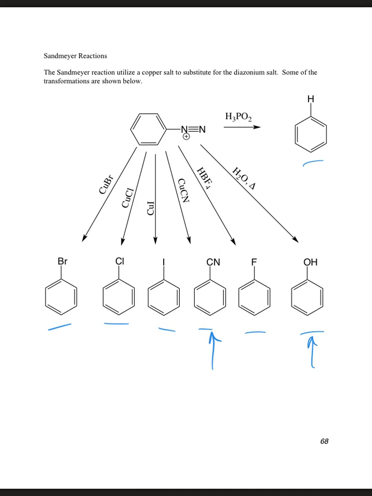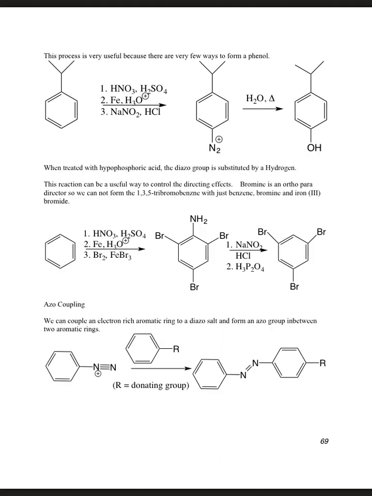We learned a long time ago we could brominate benzene with iron and bromine to get it to go on benzene also, but this gives us another way to get there if there's something else on the molecule that would cause problems with bromine and iron. So this is very important.